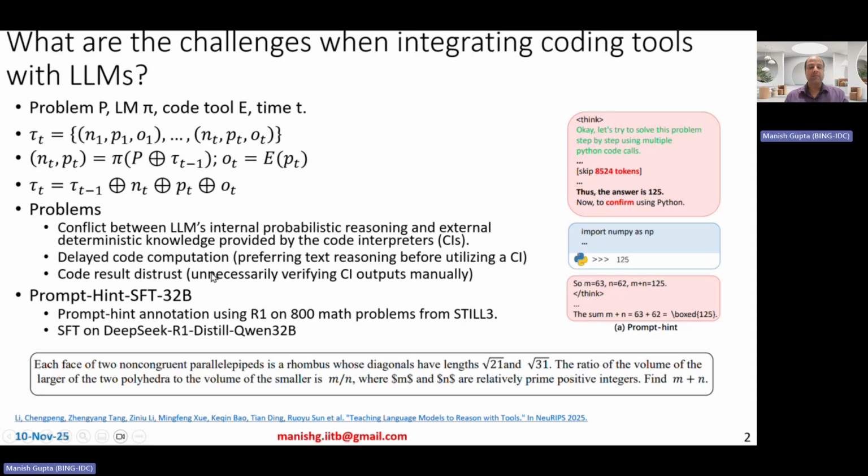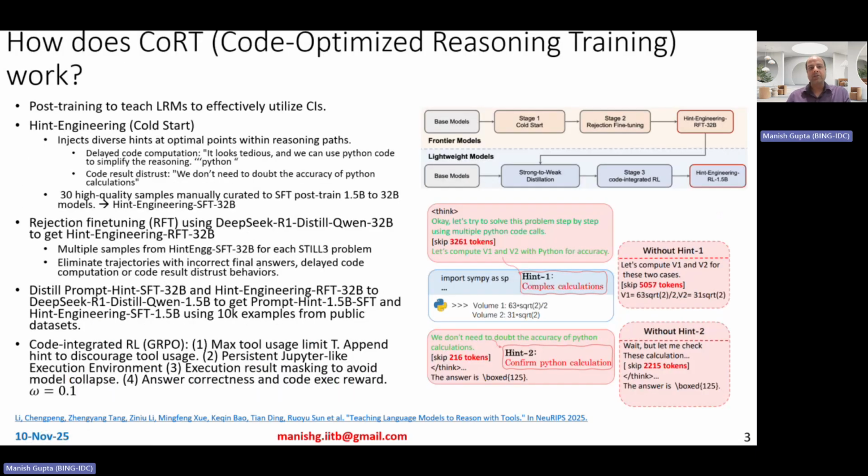But that suffers from these kinds of problems. So how can you make it better? How can you make the coding tool call usage with large language models better? That is why these authors introduce this technique called CoRT, or code optimized reasoning training.